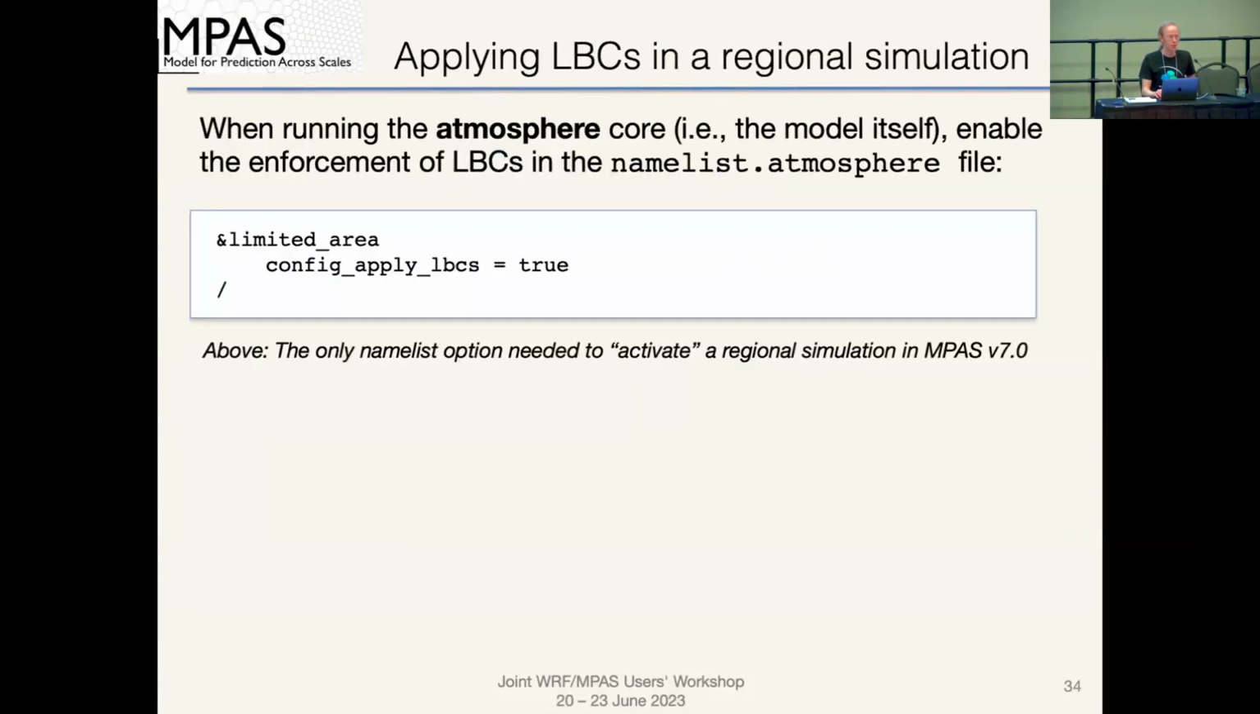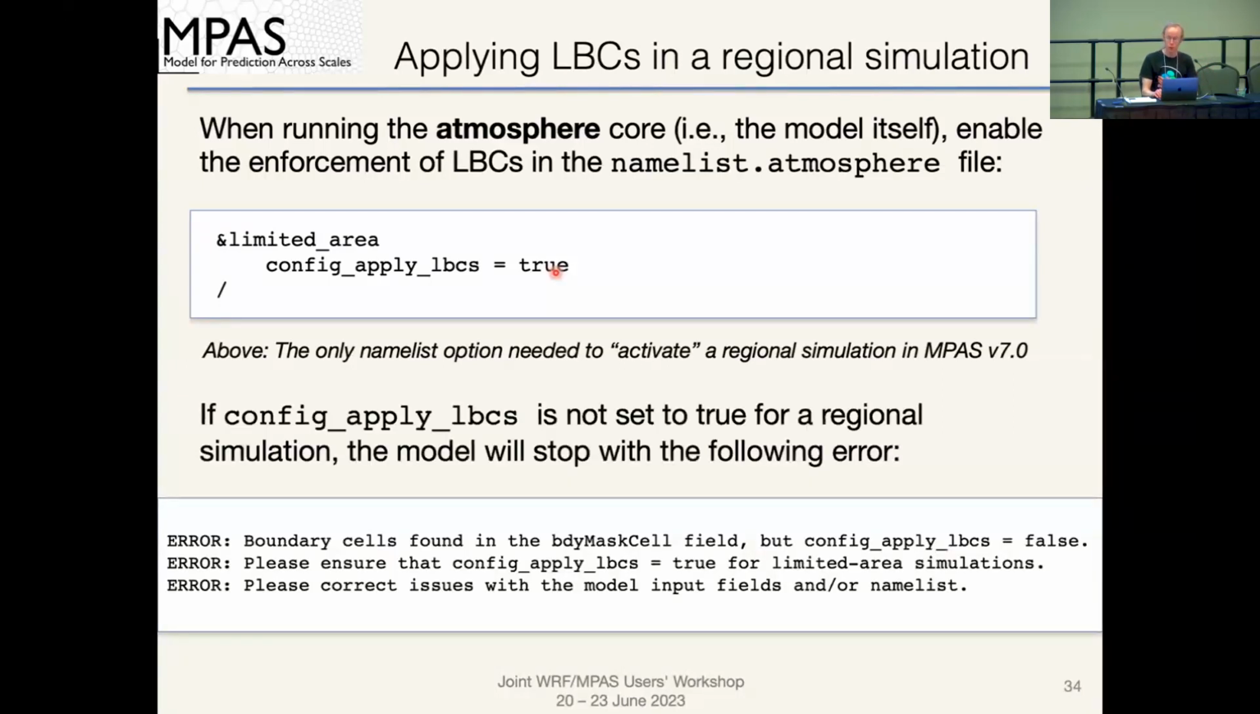The only difference from running a global simulation in MPAS is that we need to set apply LBCs to true, to say, oh, by the way, model, you should actually try to read these LBC files and enforce lateral boundaries in the cells that are marked as boundary cells. That literally is the only change you need to make in your model namelist compared to running a global simulation.